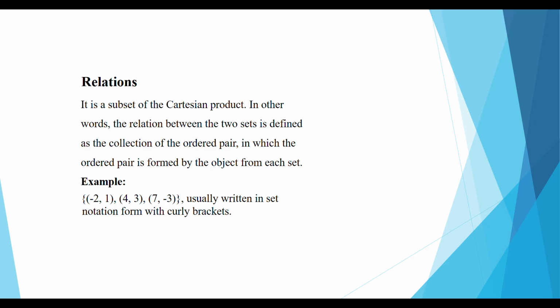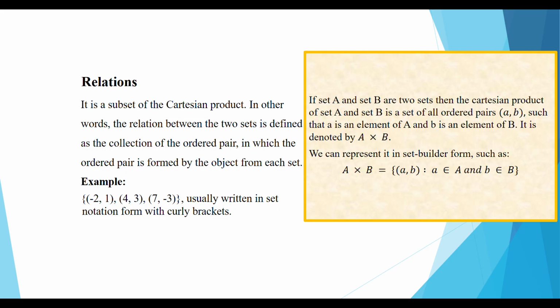First we need to know what a Cartesian product is. Let A and B be two sets. Then the Cartesian product of set A and set B is the set of all ordered pairs (a, b) such that a is an element of set A and b is an element of set B. It is denoted by A cross B. We can represent it in set builder form: A cross B is equal to {(a, b) : a belongs to set A and b belongs to set B}.